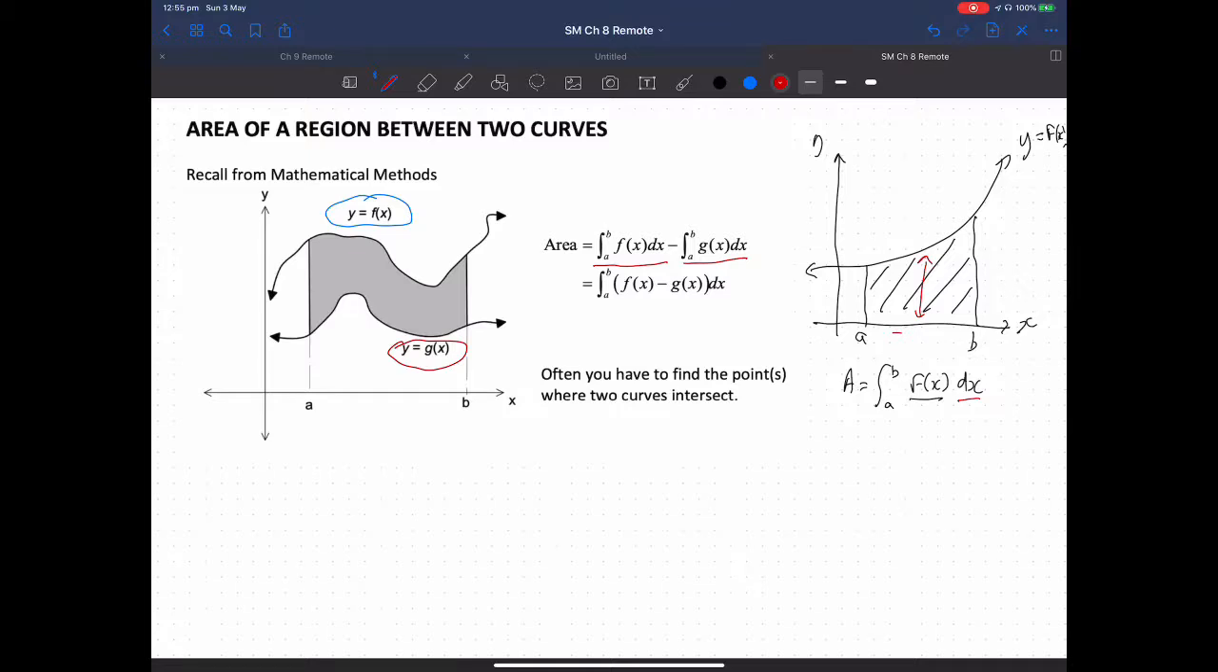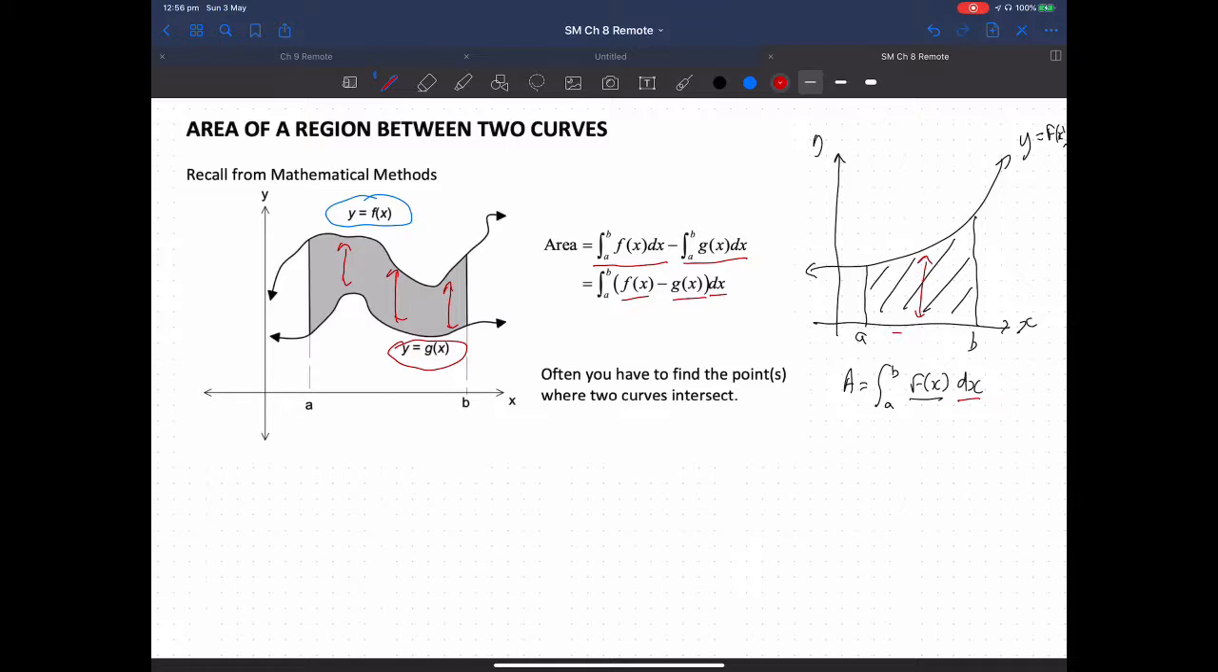Using your maths methods formulas, because A and B have the same terminals, we can bring them into the one integral and have the integral from A to B of fx minus gx. That is, fx is always above gx, so the difference between them will always be a positive number. So fx minus gx, if you like, is the height of a rectangle, dx is its width, positive times a positive gives you a positive answer.